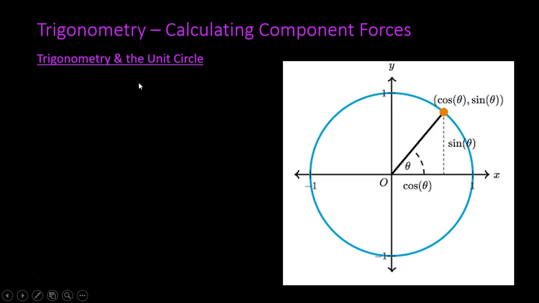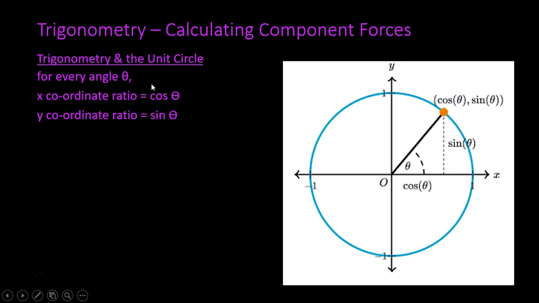Let's go ahead and tie this into our trigonometric functions. So for every angle theta, the X coordinate ratio is equal to the cosine of theta, and the Y coordinate ratio is equal to the sine of theta. So cosine and sine are trigonometric functions. You'll find keys for them on your calculator, and you would use those keys just like you would use the multiplication, division, addition, and subtraction keys.